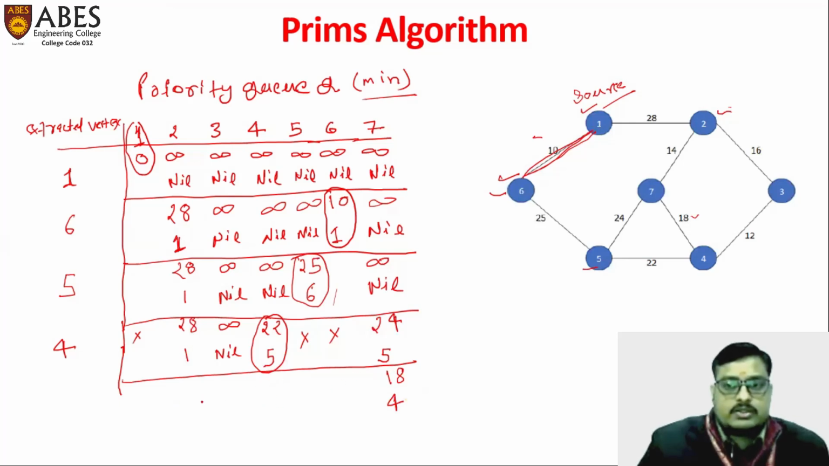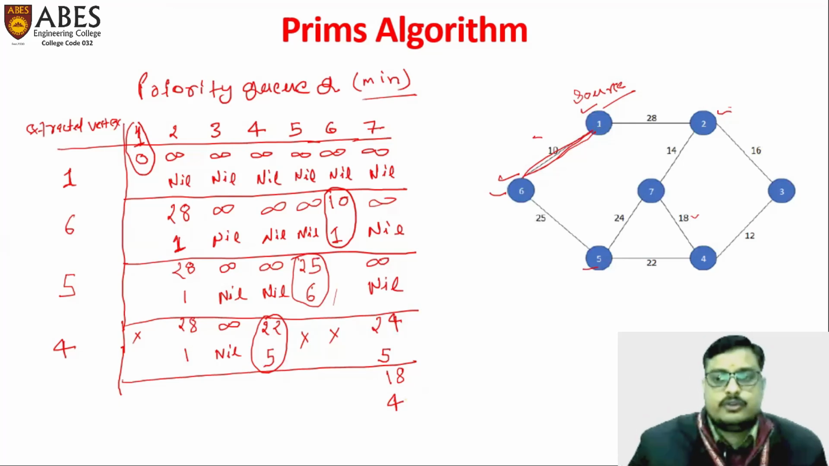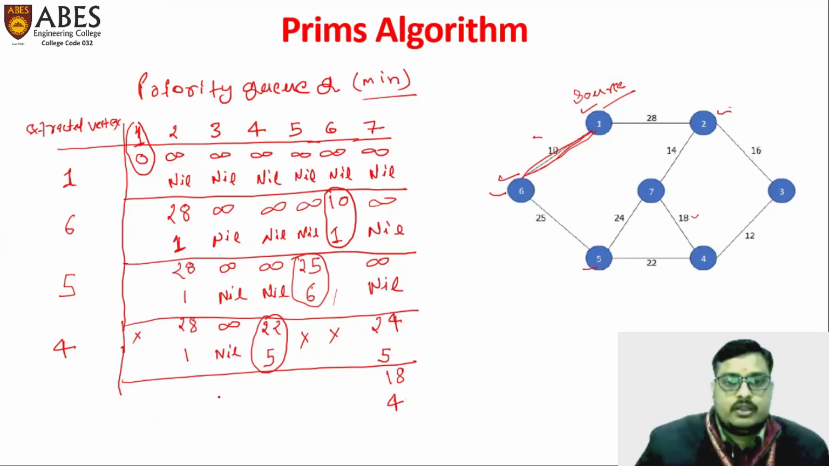And now update others. So we can see 3 is also the adjacent vertex of this vertex, and the cost of this is 12. So we'll just update the cost of 3. Here it will be 12, so we'll write 12, and source will be 4. And there is no change for other vertex, so we'll just copy for the vertex 2. It is 28 and 1. The cost of vertex 7 is 18 and 4. Now, others are already removed from the priority queue, so need not consider.